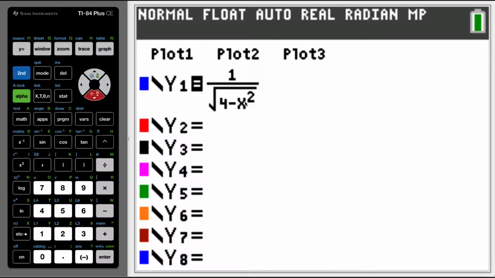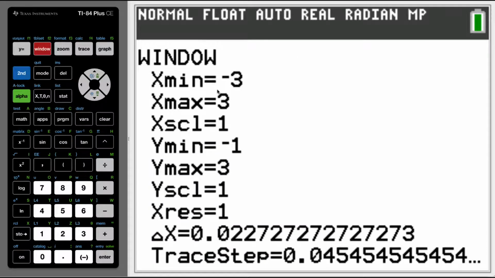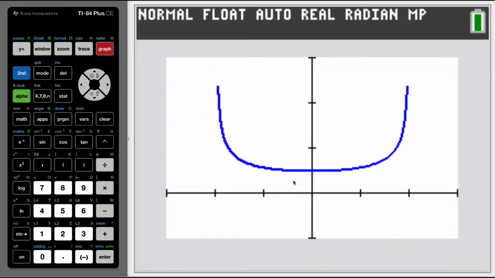So in my y equals screen, I typed in that function. I did adjust my window just a little bit. We had an implied domain between -2 and +2. So for my x min and my x max, I went just a little bit outside of that. For my y min and my y max, I'm going from -1 to 3. If I hit graph, I get a picture that looks like this, kind of this bowl shape. So we were looking at that x value of 0, and we can see that that's at the bottom of our curve. So that must be a minimum point.